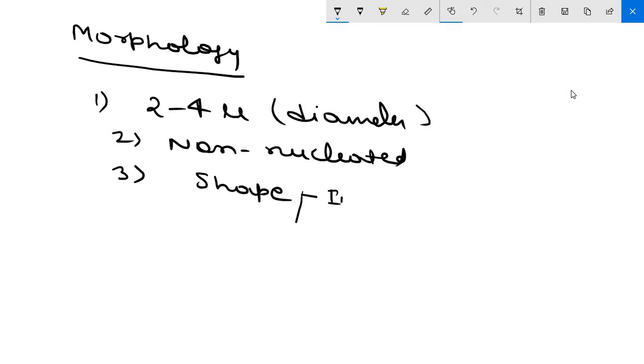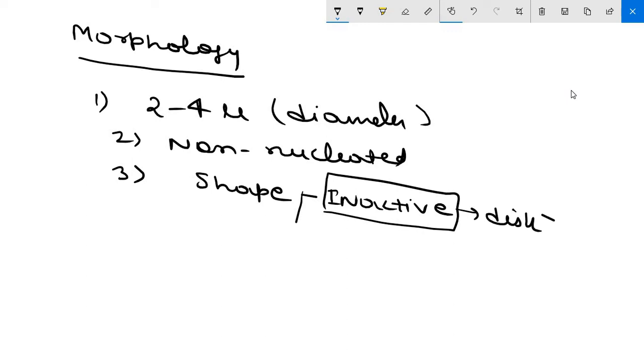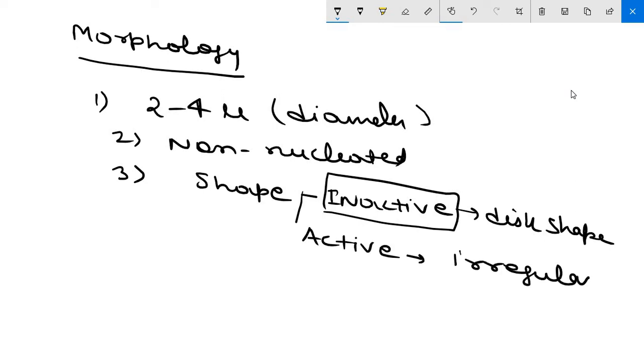The third important point about platelets is that their shape depends on the state of the platelet. If the platelet is in an inactive state, then the shape will be disc shape. And if platelets become activated, then in the active state they will acquire an irregular shape with pseudopodia. Different types of pseudopodia are there. Clear? Now the fourth point is that platelets are bits of cell fragments which arise from the megakaryocyte, that is the large precursor. From these, platelets arise by fragmentation, as we have discussed in development.